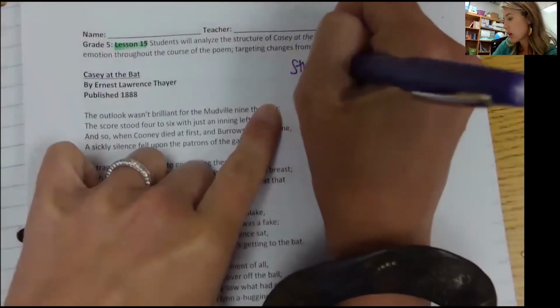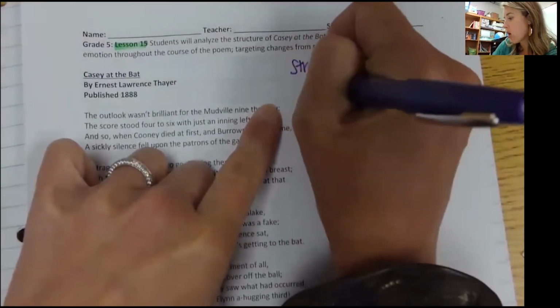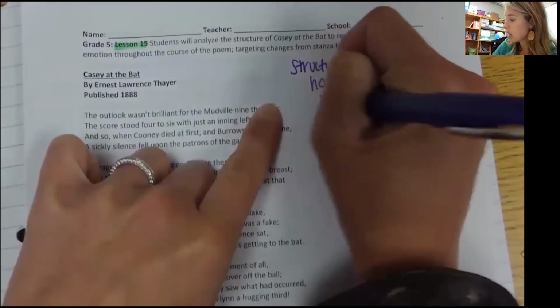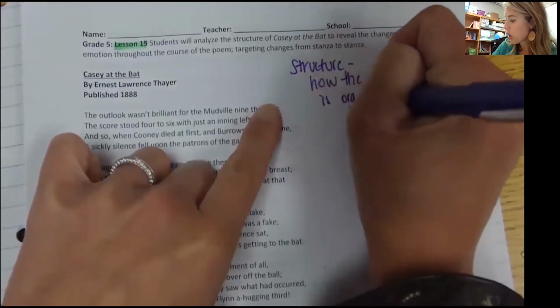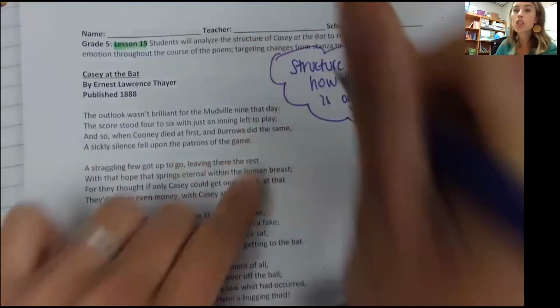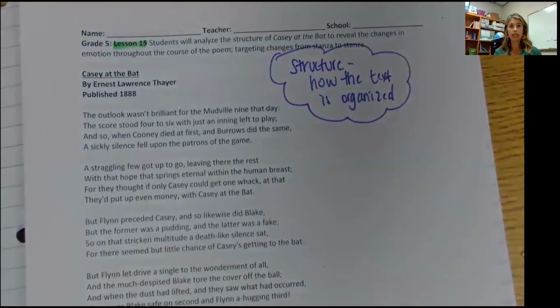Structure, how the text is organized. Structure, how the text is organized.